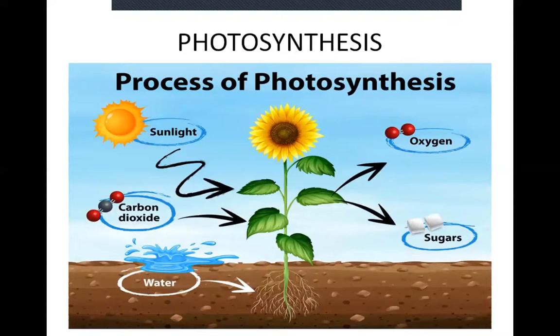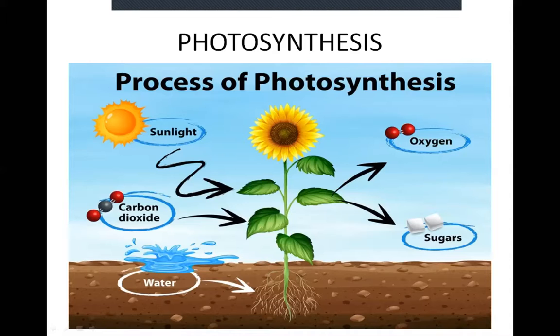Now the process of making food by the plants themselves is called photosynthesis. Now see what are the inputs for photosynthesis and what are the outputs. We need sunlight, carbon dioxide, and water. These three combine and give oxygen and sugars. Sugar is stored as starch in leaves, so that they can use it at a later stage.